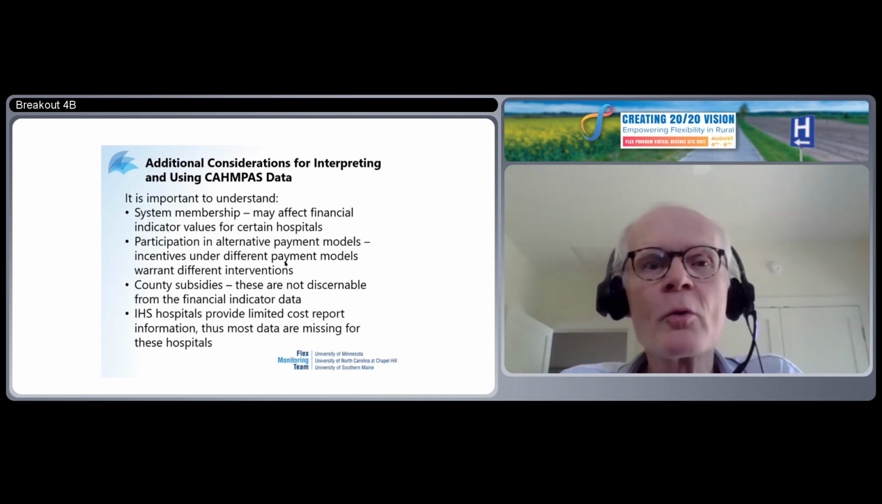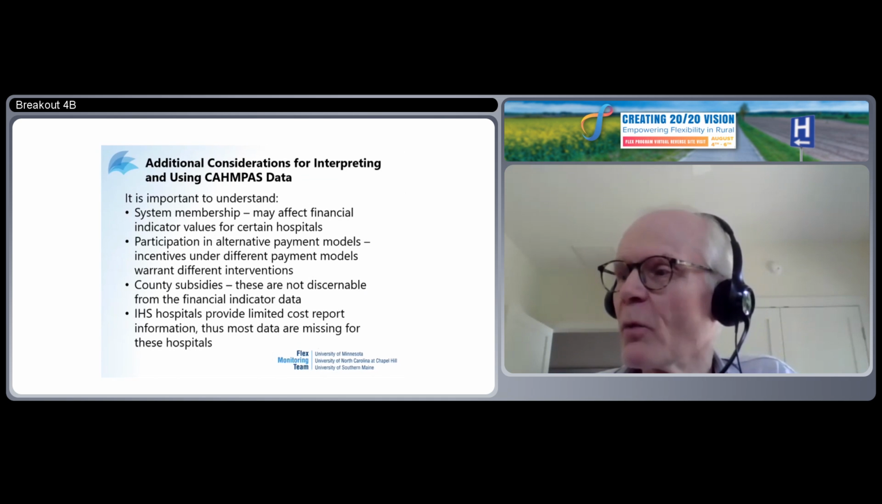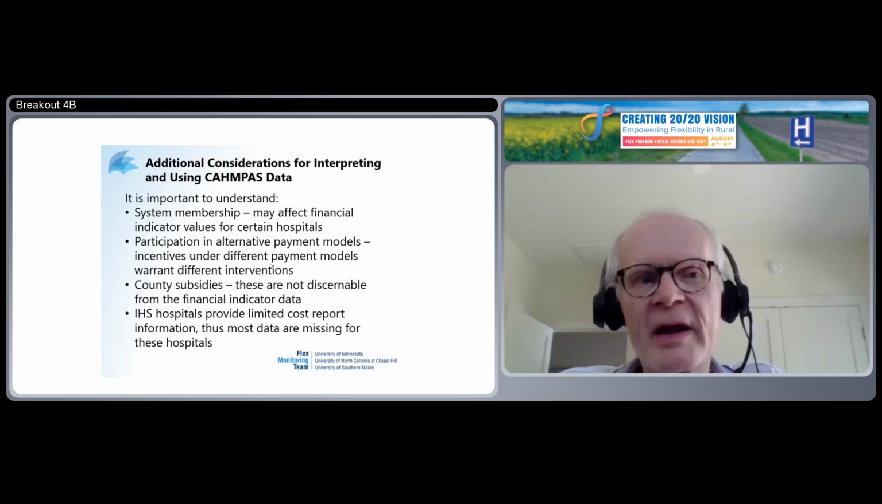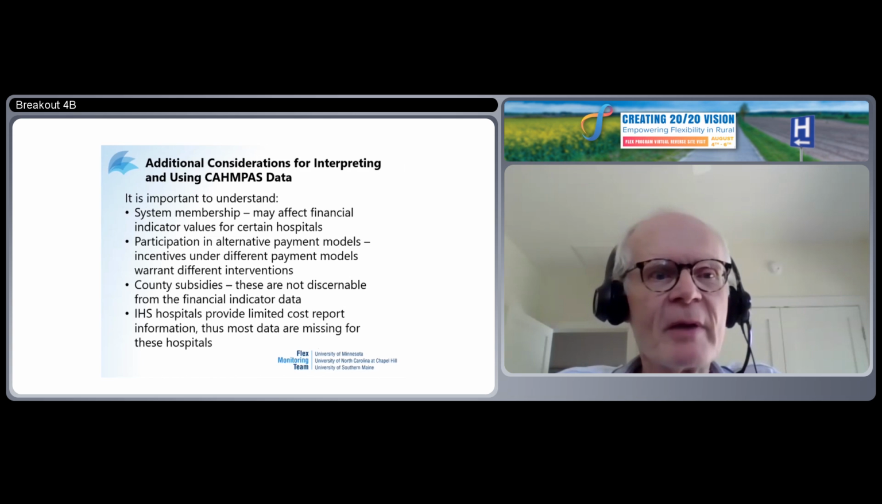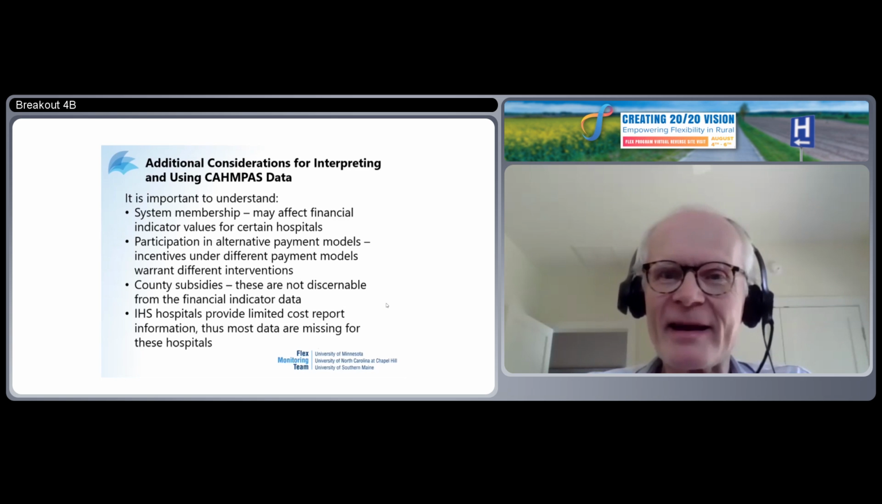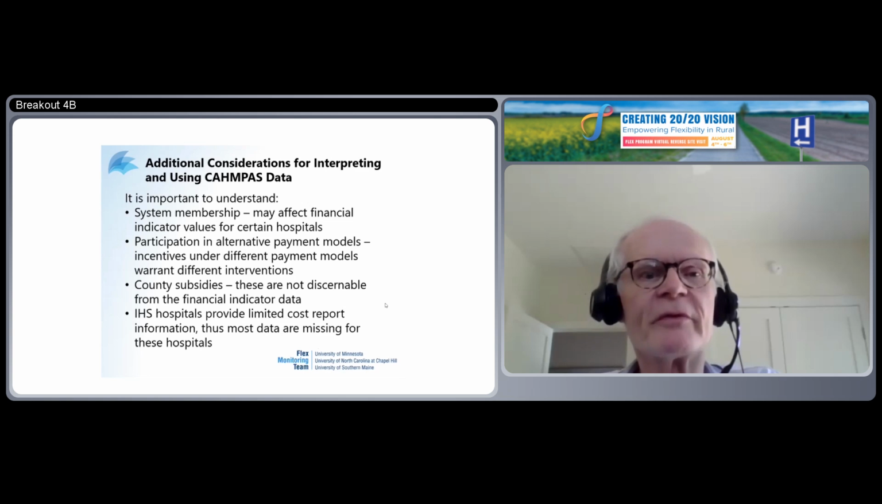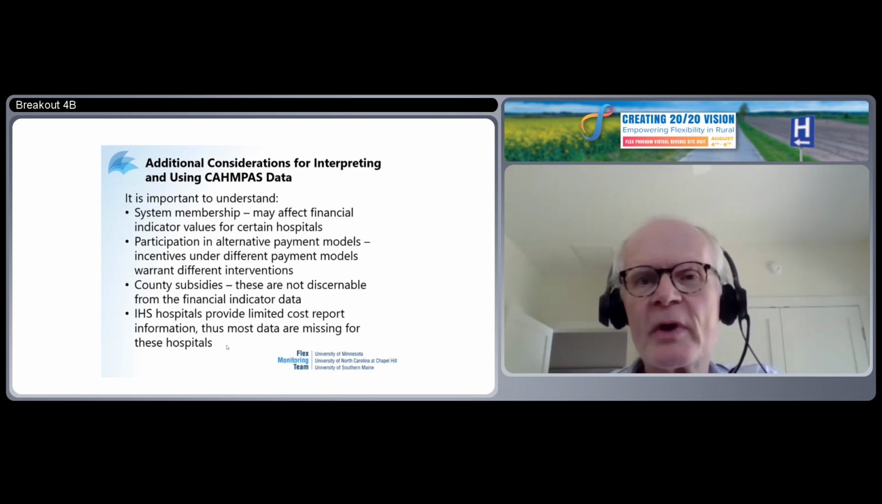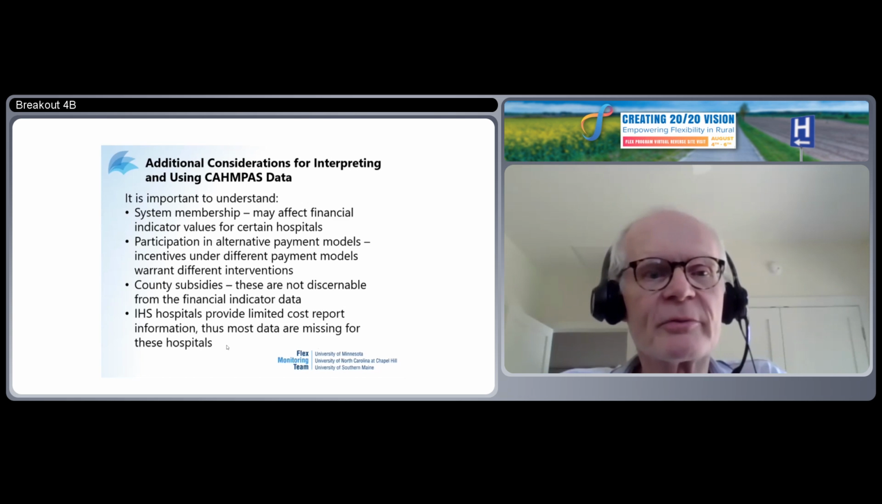Other things to consider when you're using Compass: System membership is not in the model. We are trying to explore this year a way of getting a good measure of system membership. Alternate payment models are not in there as well, so you need to consider that. The county subsidies are not identifiable from the cost report, so if you know they exist, then that's important to consider. And we have very little data for IHS hospitals.